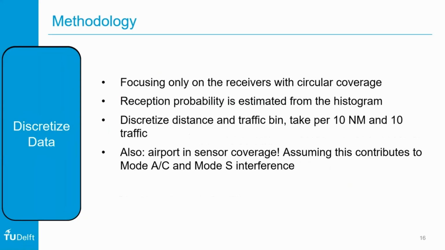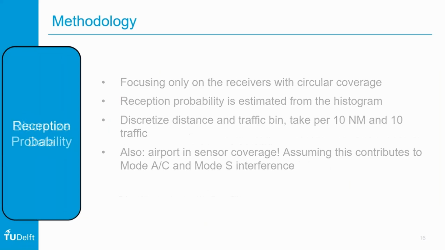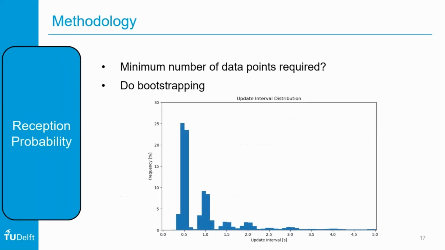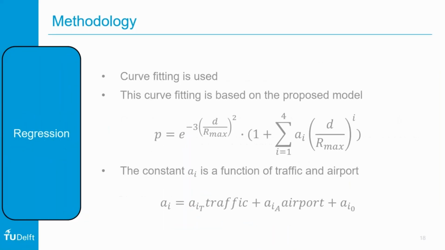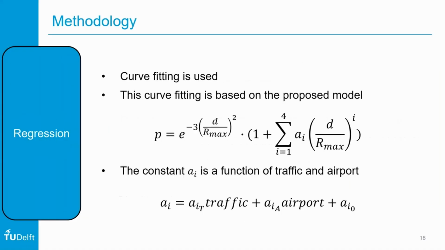And we assume that the number of airports surrounding the receiver contributes to it. So we calculate the airport in sensor coverage. And again, a problem in the data processing. To build this kind of graph, you need a sufficient number of data points. So we also check how much data we need to make a good prediction of the reception probability by doing this bootstrapping. And with that, we do this curve fitting.